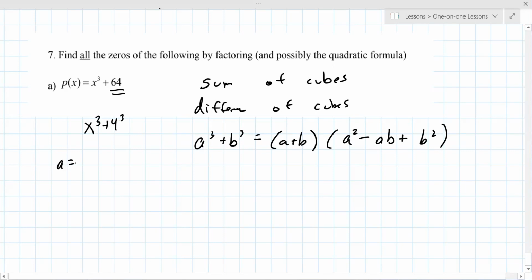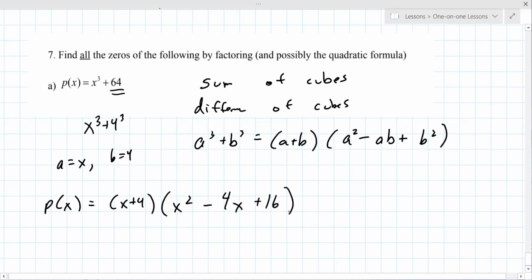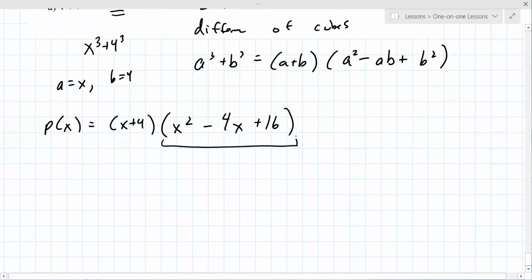So in this case, your a is x and your b is 4, and you're literally just using this formula over here. You're just rewriting p of x as x plus 4, and then it's a squared. A is the x, so it's x squared minus ab, which is 4 times x, plus b squared, which is the 4, so it's plus 16. So this over here on the right, this is never factorable, never. No exceptions, never factorable. Okay.